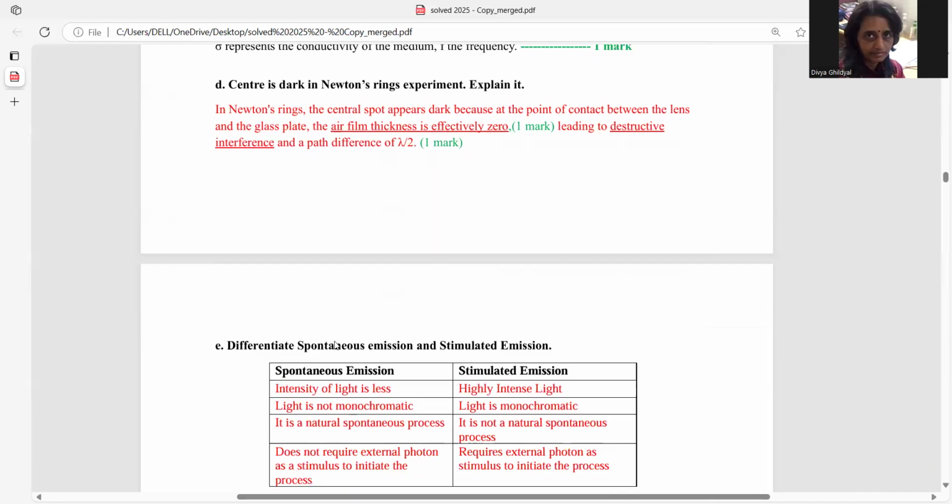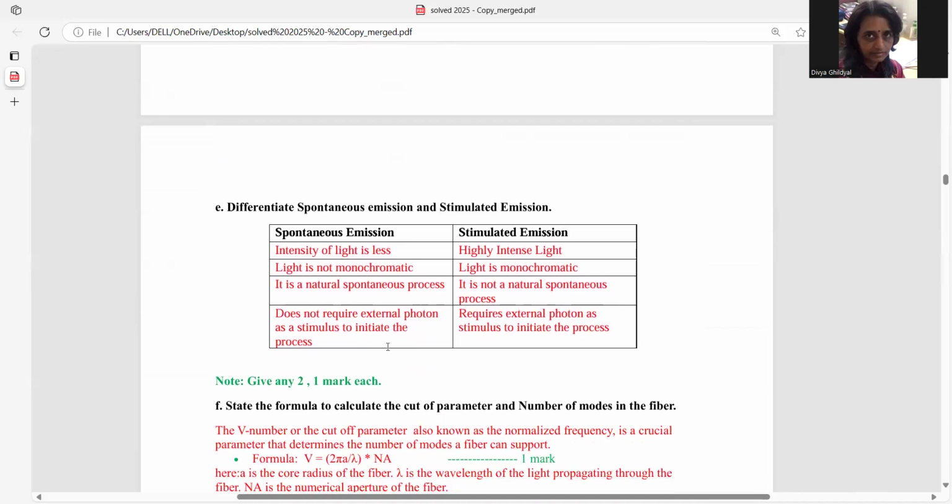Center in Newton ring experiment is dark. Explain it. So the reason for center being dark, see, if you are giving the word destructive interference or path difference, you will get your 1 mark, and you will mention the air film thickness being 0. This way you will get your 2 marks. These are the 2 points.